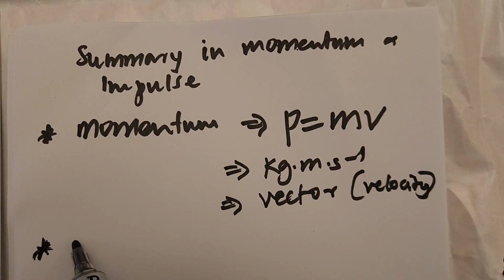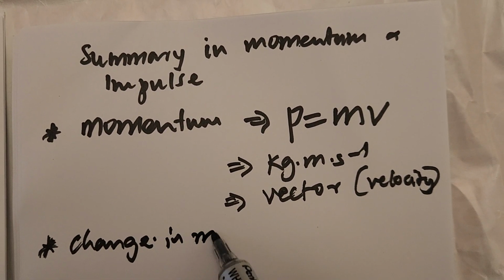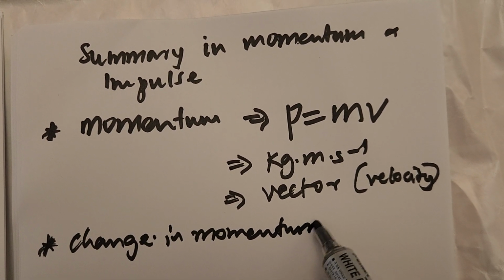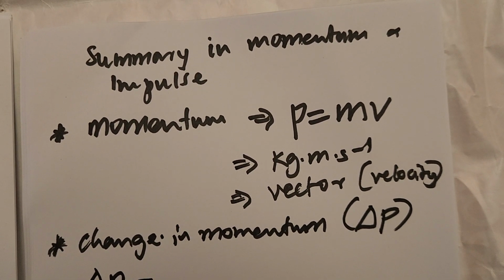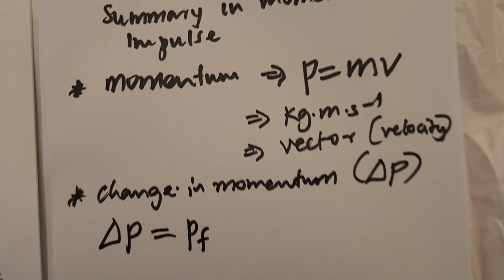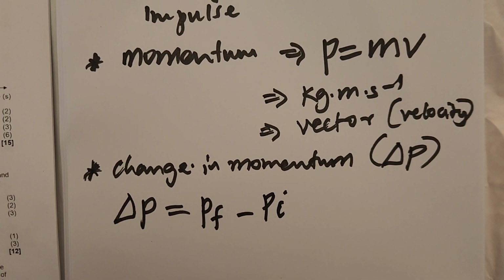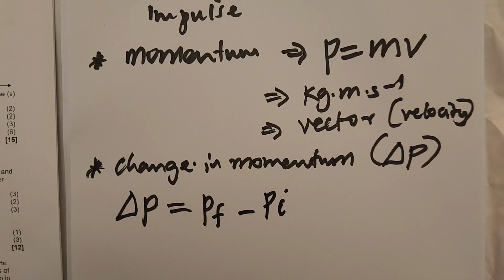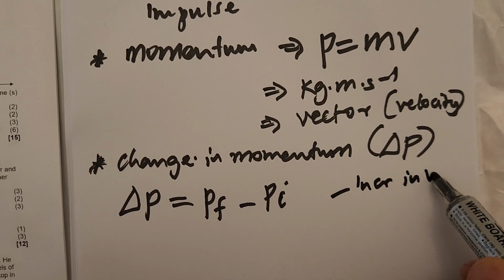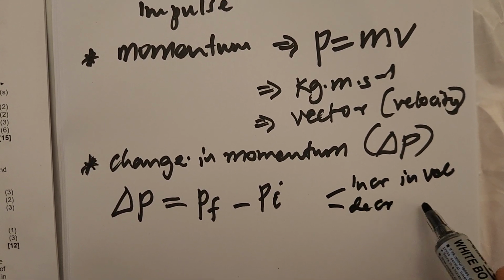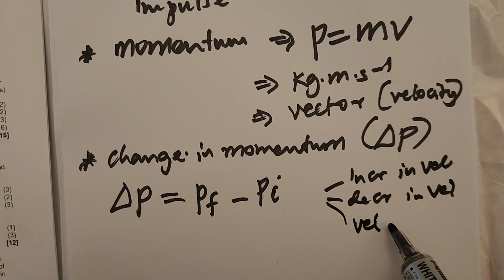The second one was that momentum can change. We can have a change in momentum, which is our delta P. Now, how do you calculate the change in momentum? We use the expression delta P equals the final momentum minus the initial momentum. Remember, momentum can change when there is an increase in velocity, also when there is a decrease in velocity, and then also when the velocity changes direction.